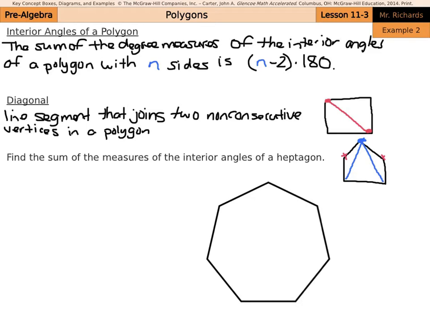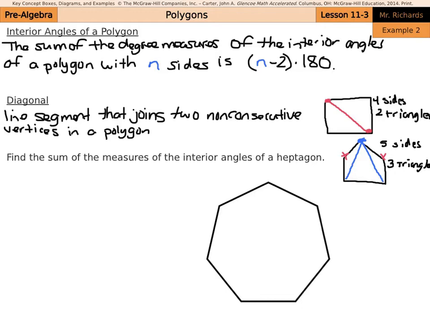Now, if we examine this, we learned in our last lesson that the number of degrees in a triangle is 180 degrees. So what is formed when we draw these diagonals? Well, in our quadrilateral, we have four sides and two triangles. What do we have with our pentagon? We have five sides and three triangles.